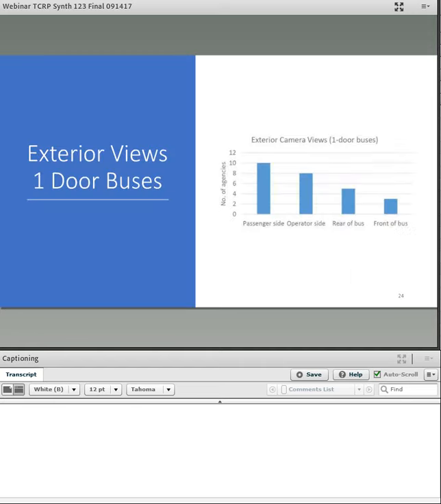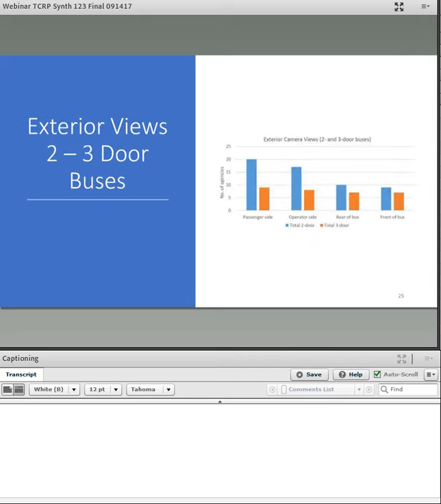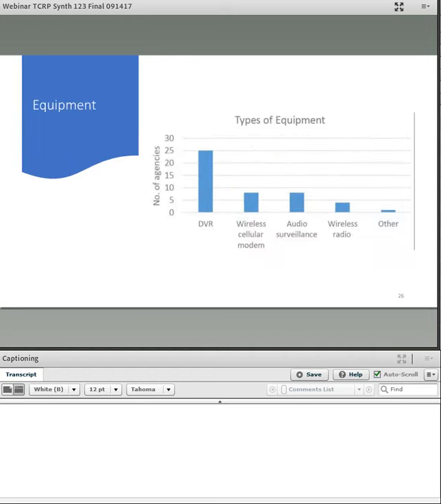So what are some of the exterior views? Typically, they're on the passenger side. Some were on the operator side, the rear of the bus, and the front of the bus. The exterior views for the 2- and 3-door buses, once again, the passenger side, the operator side, the rear of the bus, and the front of the bus. So basically, they're really trying to get all of the areas of the buses. And the one exception in the questionable area is whether or not the operator is on camera or not.